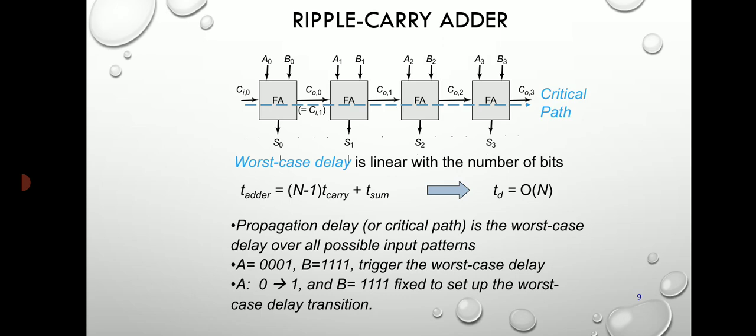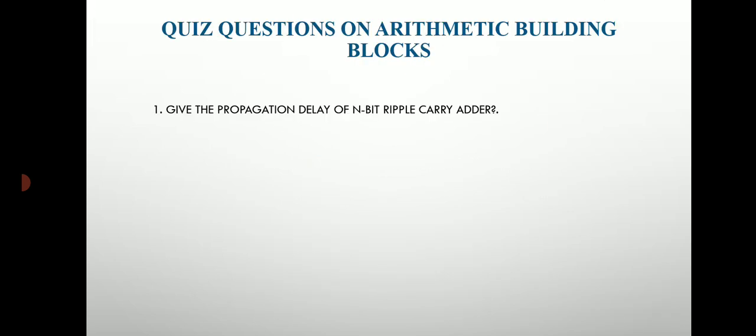In the case of the ripple carry adder, the delay is proportional to the number of bits in the input words n, and it is approximately t adder is equal to n minus 1 t carry plus t sum. The propagation delay of this ripple carry adder is linearly proportional to n. So this property is used in designing the adders of wide data path. Here you can say that if a is equal to 0 1 1 1, then b equal to 0 0 0 1, this gives a worst case delay condition. So for designing the full adder, it is important to optimize this ripple carry adder.